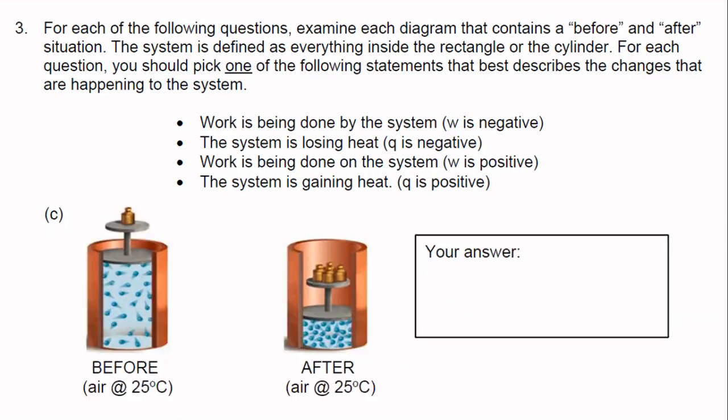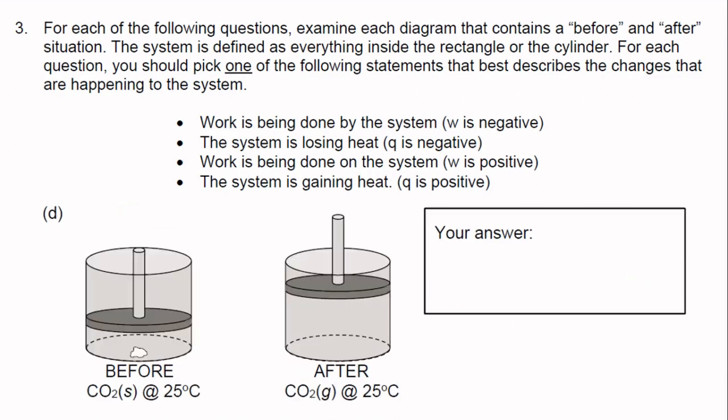In part C, work is being done to compress the gas. So work is being done on the system, so W is positive. And then finally, the piston is being pushed up as this particular sample of dry ice undergoes sublimation. So work is being done by the system, W is negative.